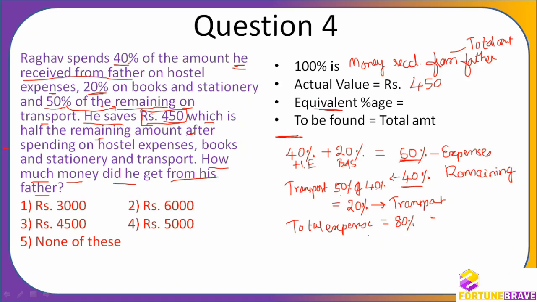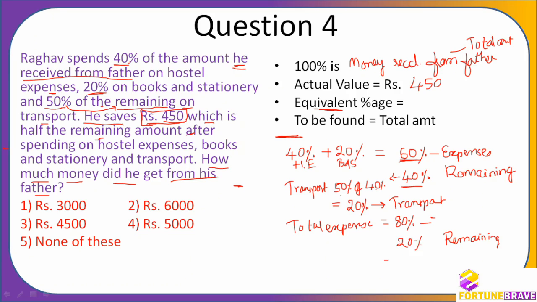Okay, does that solve my question? I do not know. We'll see what he is saying next. He saves 450, which is half the remaining amount after spending on hostel expenses, books and stationery and transport. So this 450 is not the saving after total expenses. This is half of the remaining amount. So what is remaining now? This is total expenses now. And then again what is remaining after all these expenses? He is left with 20%.